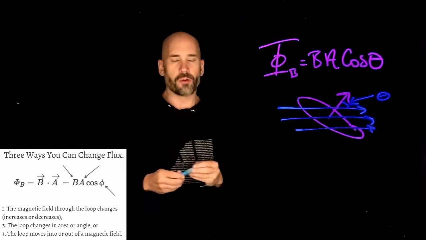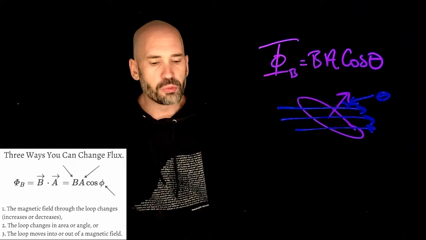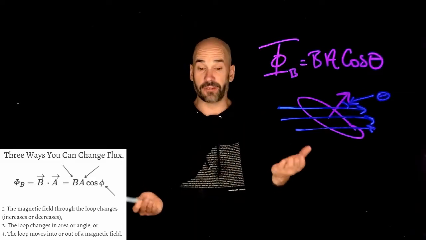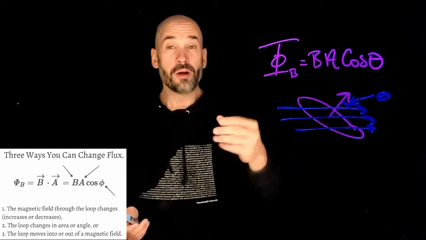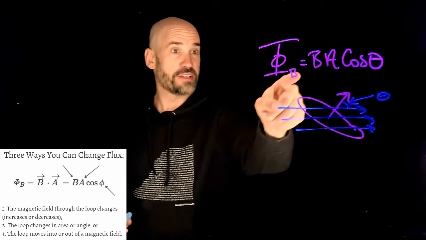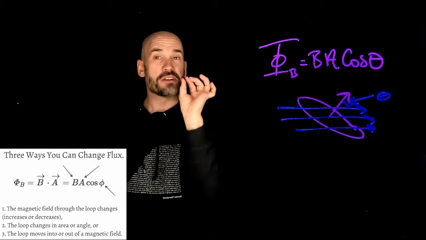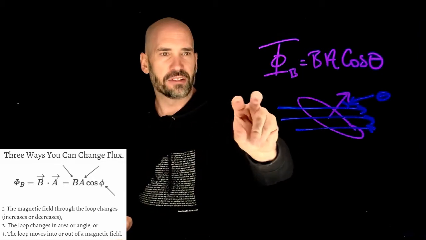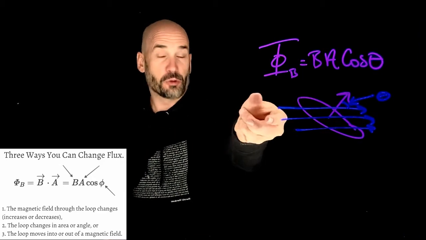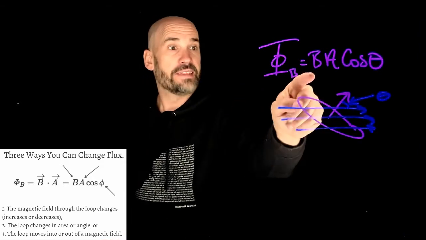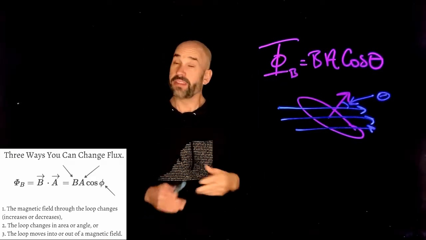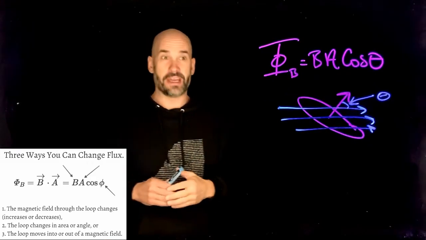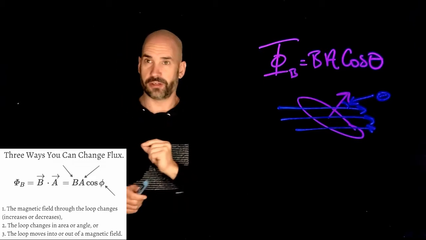So what are the three ways that we can change a flux through this loop? Very easily, we see that there's a variable B. So we can change flux by changing the B field. Let's suppose that we had a little dial and we could turn up or turn down the magnetic field. That would change B, that would change flux. That's one way to change flux, in other words, one way to induce a current.